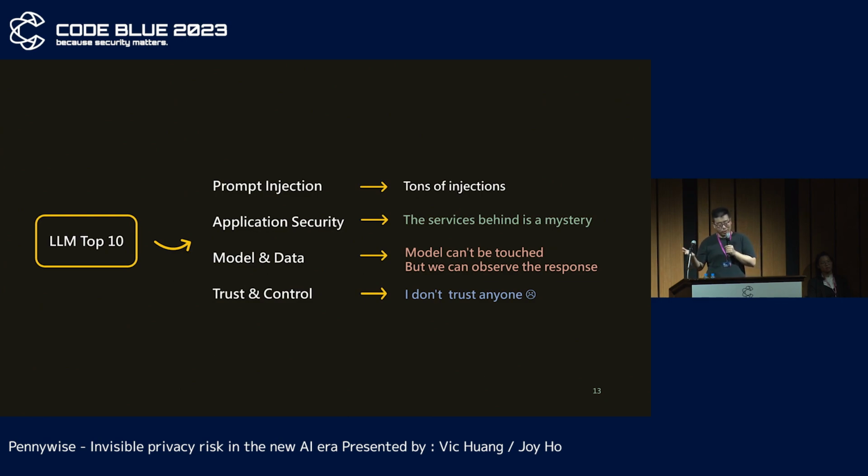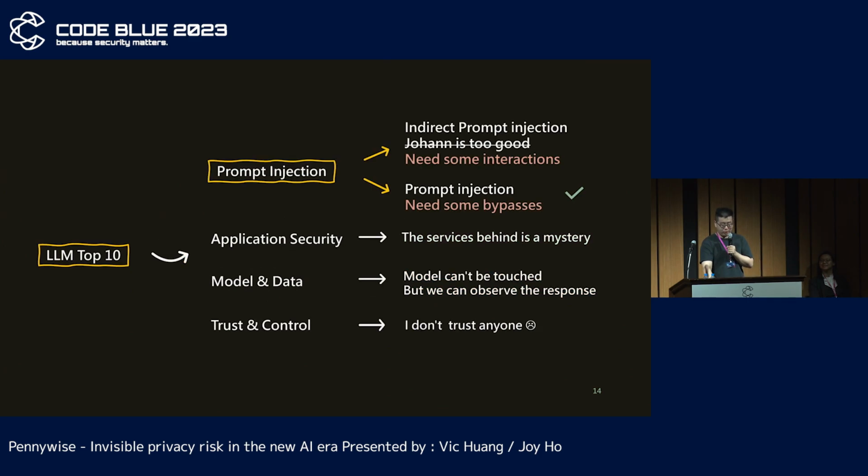And the third one is model and data. Usually the model cannot be touched, but we can observe the response from those applications. And the last one is trust and control. Actually, you just don't need to trust everything from the applications. So at that time, I picked, maybe I should dig into the prompt injections. The first one is about indirect prompt injections, but Juhan is too good. He's a genius, I cannot beat him. So maybe I have to find another way to find new risk in this LLM. So I picked the prompt injections.